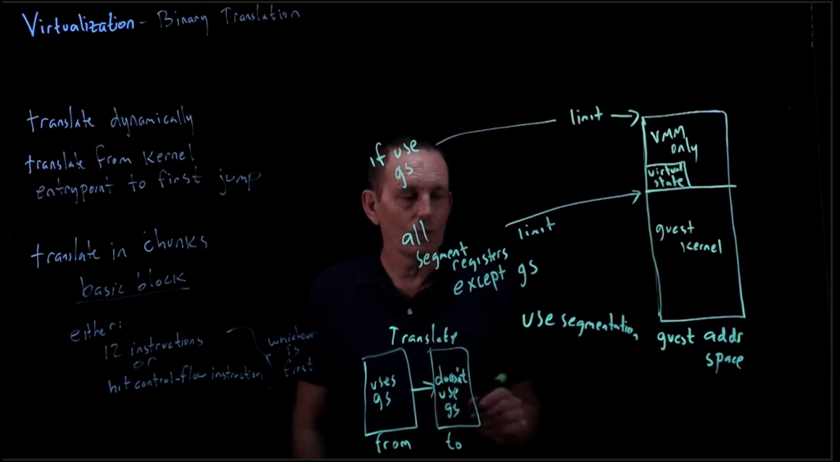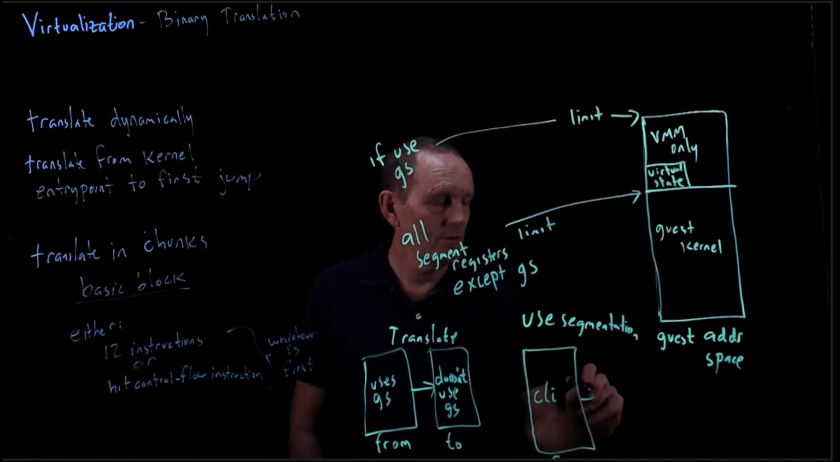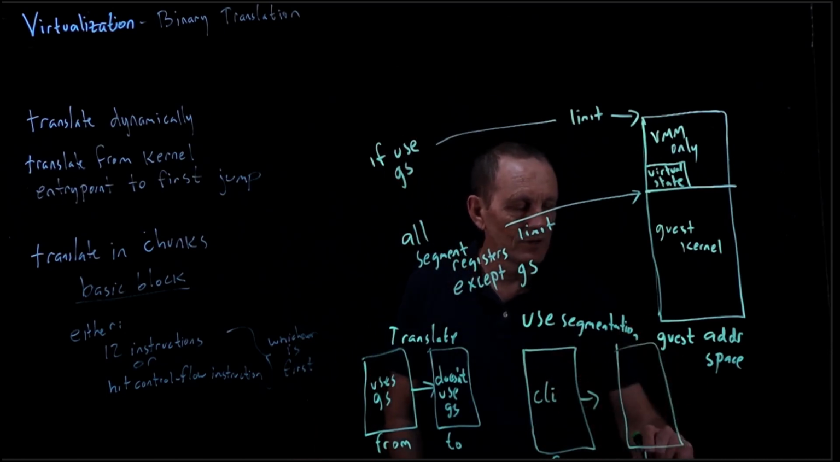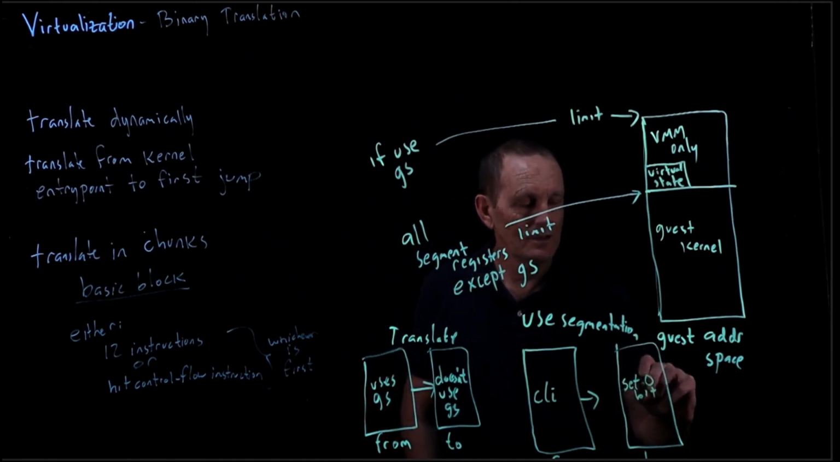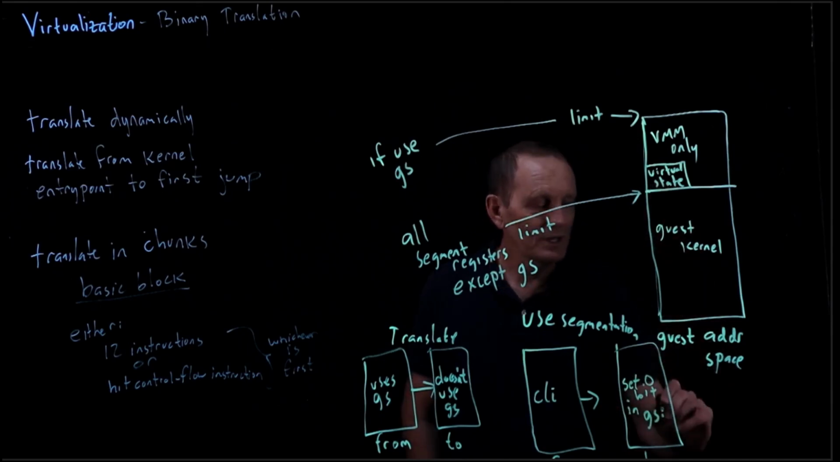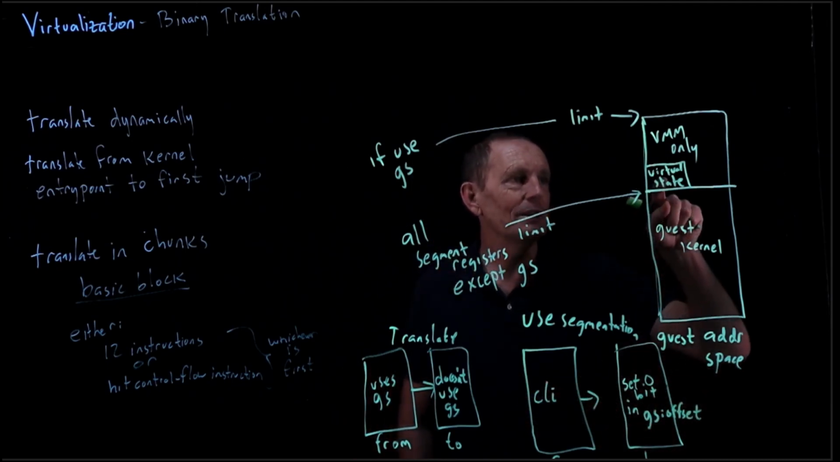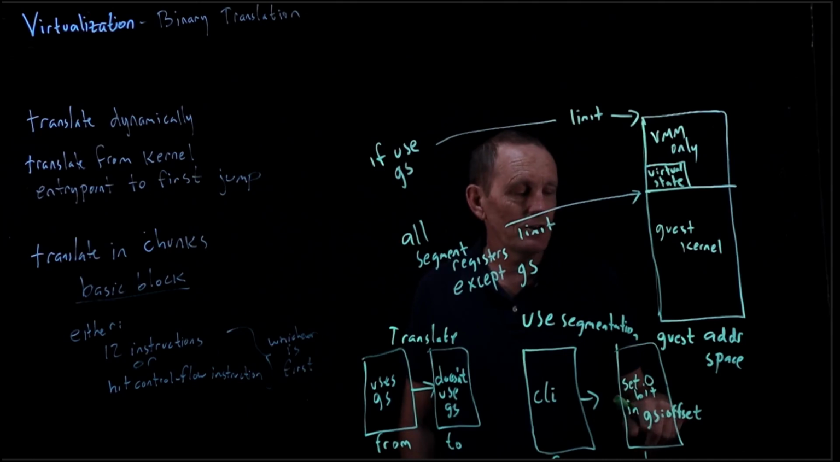And then what we can do is, for instance, if we have a CLI in our code, go ahead and convert that into, I'm just going to ignore whatever's before and after the CLI. We can convert that into something like set the 0-bit in the GS segment at the appropriate offset. So we can be clearing now a bit in the virtual state up in the VMM protected area because the generated code we use is going to be using GS.